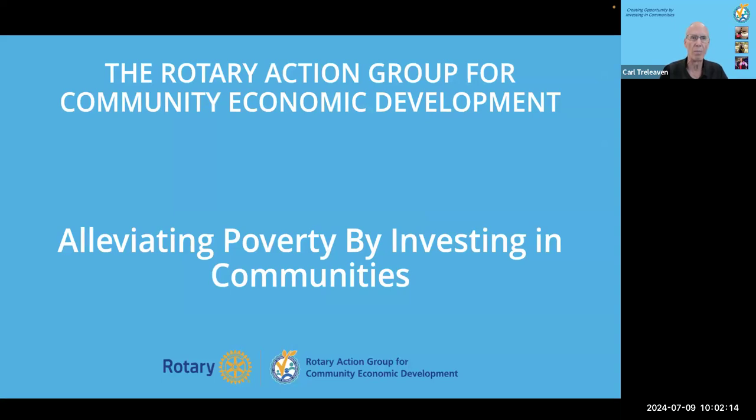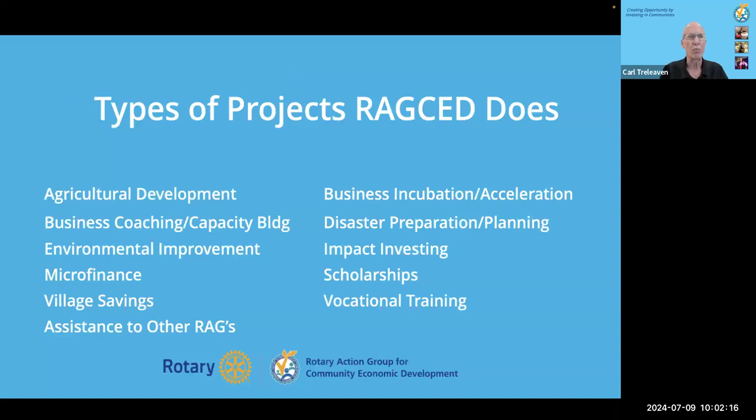And we do it in multiple ways. Now, our session today is microfinance, and that is perhaps the best known thing that RAGCED does. The important thing to realize, though, is that it is merely one of many different things that RAGCED does in its goal of alleviating poverty by investing. And I've listed here the various types of projects that we do in no particular order.